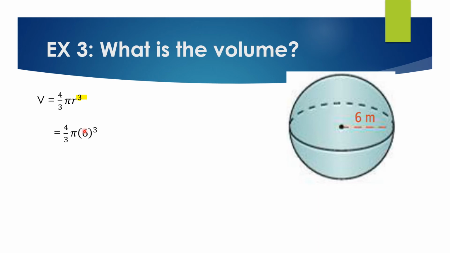So since I know my radius is 6, I'll just plug it in. So 6 times 6 is 36, right? But because we're cubing it, I have to do it times 6 again. So 6 times 6 times 6 is actually 216.